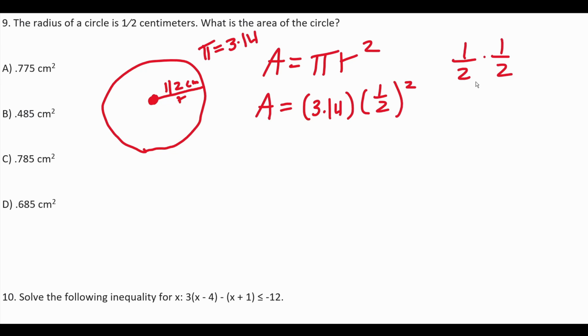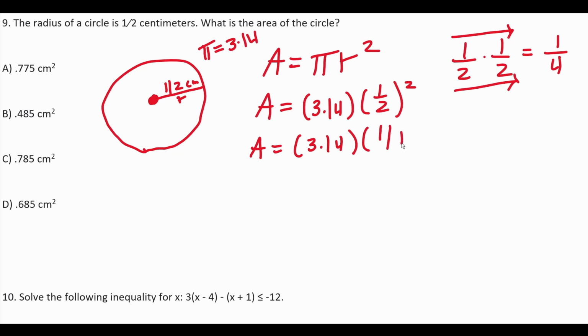That is to say, you have to multiply these fractions together. When you multiply fractions, you multiply straight across. So this becomes 1 times 1, which is just 1, and 2 times 2, which is 4. So 1/2 squared is 1/4. So this becomes area equals 3.14 times 1/4. One's in a decimal and one's in a fraction, so I'm going to convert this fraction to be in decimal form. And that's not too hard to do. Again, we should know 1/4 is the same as 0.25.